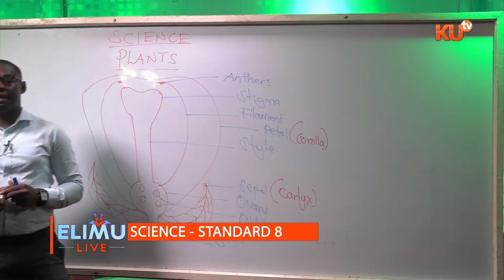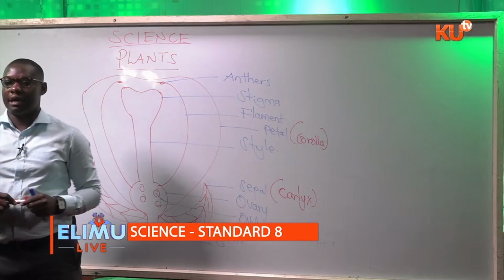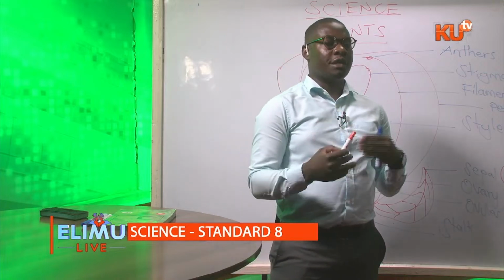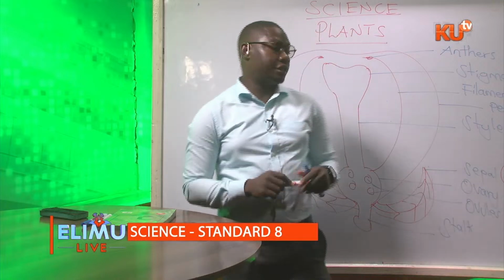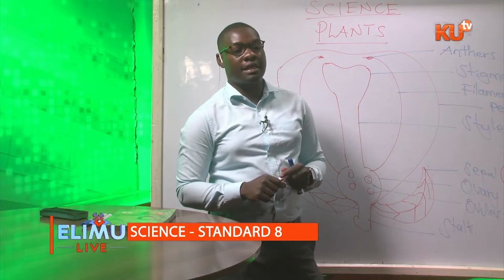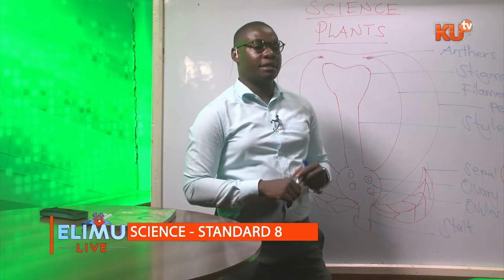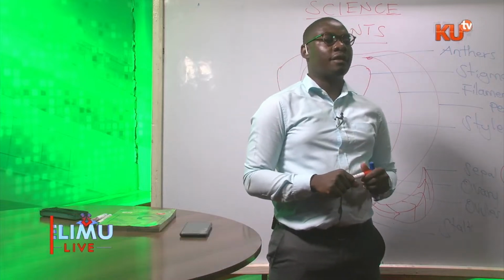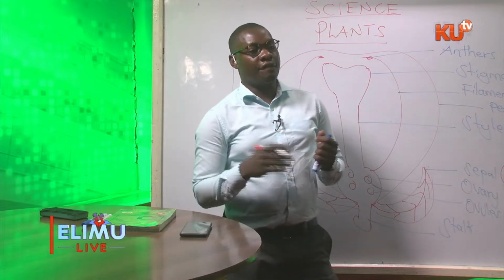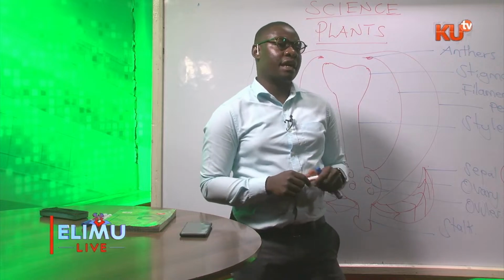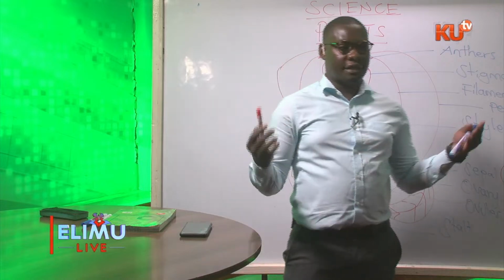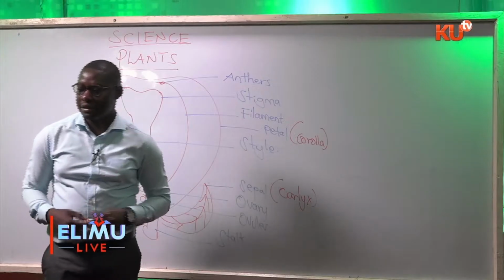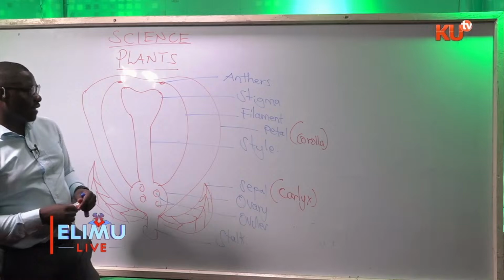Since I've said that the flower is a reproductive part of a plant, it means then there are male and female parts. So for reproduction to take place, we usually have the male and the female sex cells that are involved. After they fuse, which will be the reproduction, they now give us the new life springs.